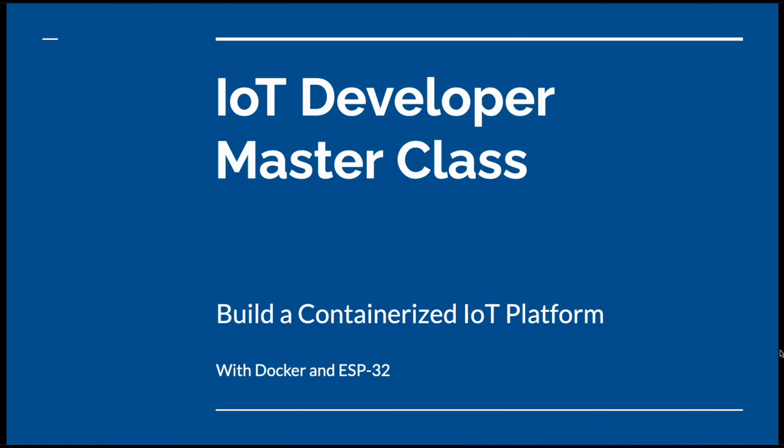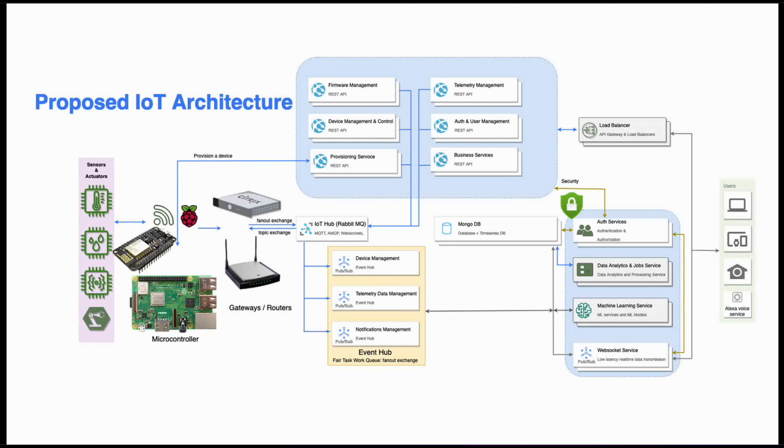In a previous video, we had discussed building a containerized IoT platform. We were able to use Docker and Raspberry Pi, right? However, in this video, we're gonna be using ESP-32. Again, so going back to our IoT architecture, essentially what we have for this is going to be almost the same. In fact, very similar to what we've done before.